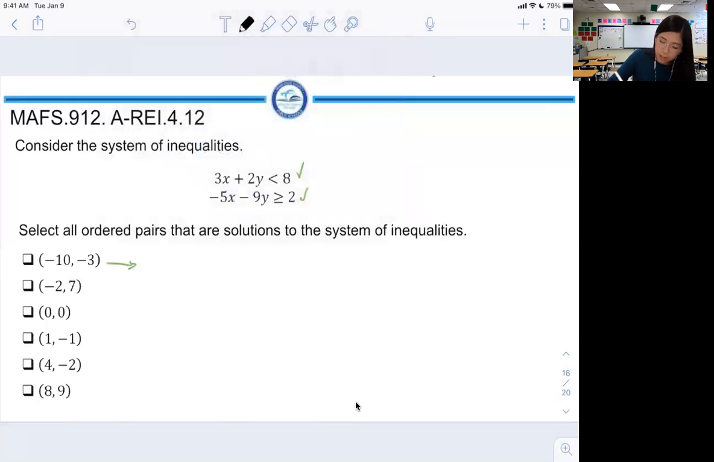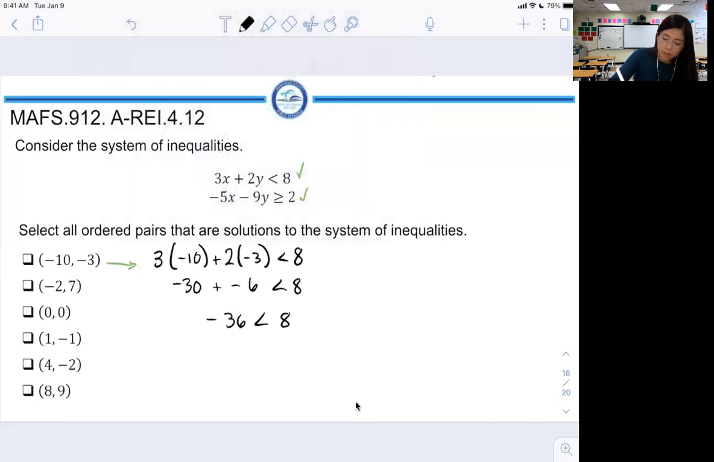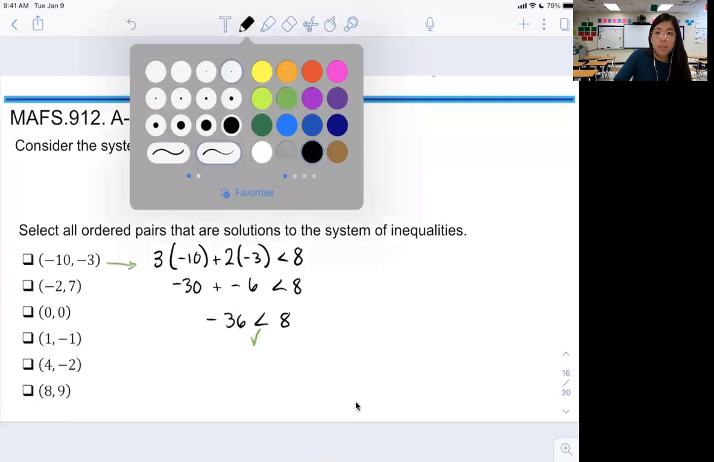I'm going to start with the top equation. I'm going to plug in negative 10 and negative 3. And it has to be less than 8. Negative 30 plus negative 6. This would be negative 36. That's definitely less than 8. So that works. But now I have to test the other equation as well.